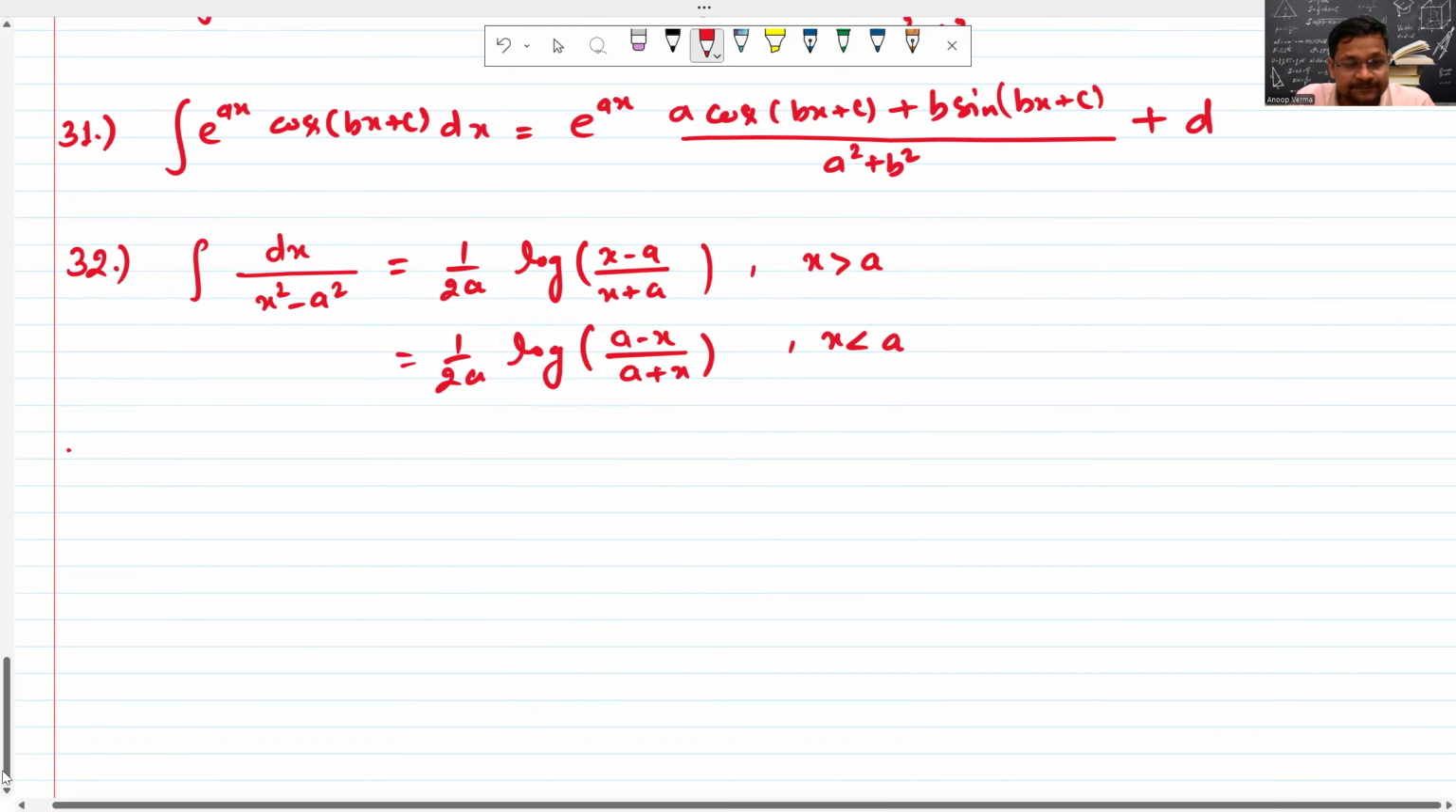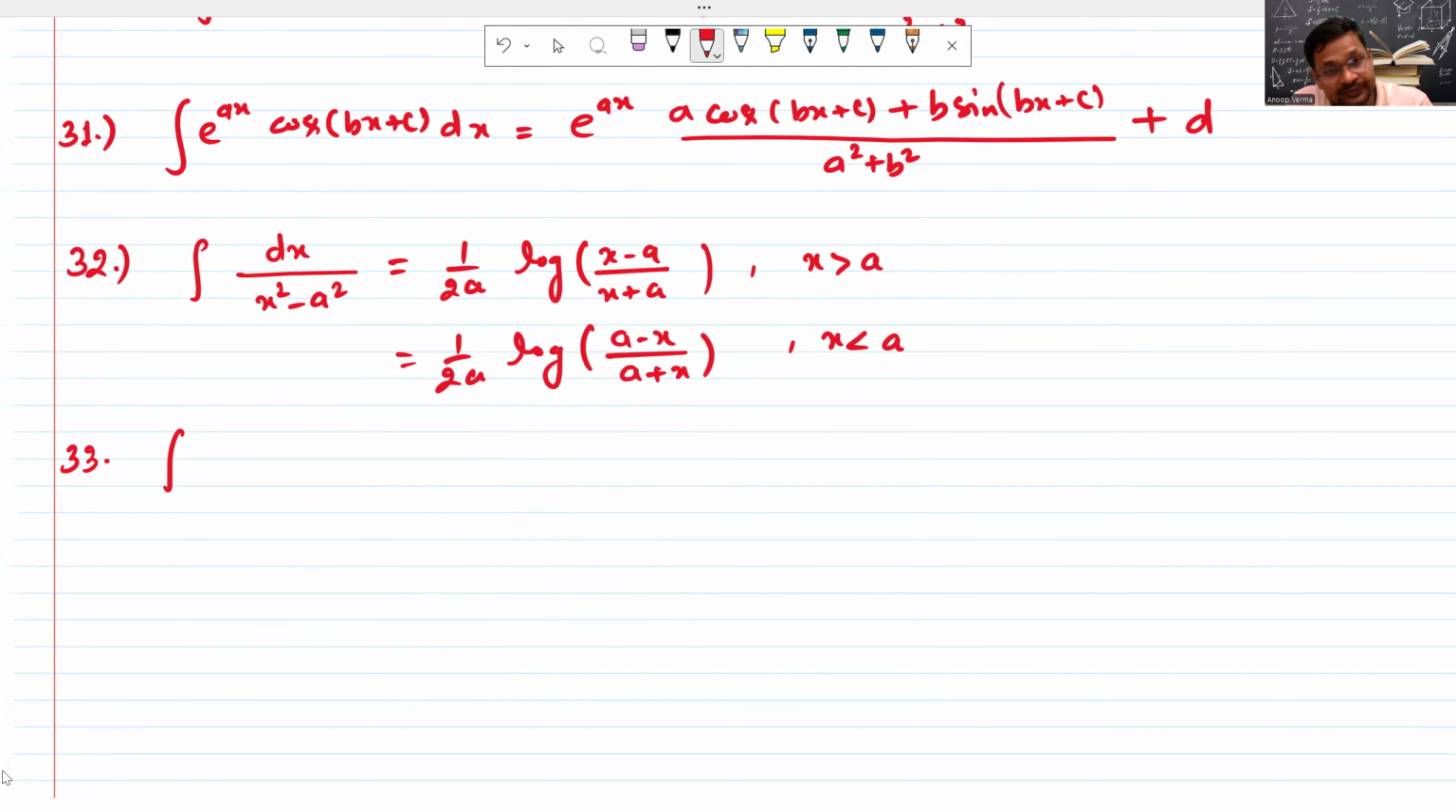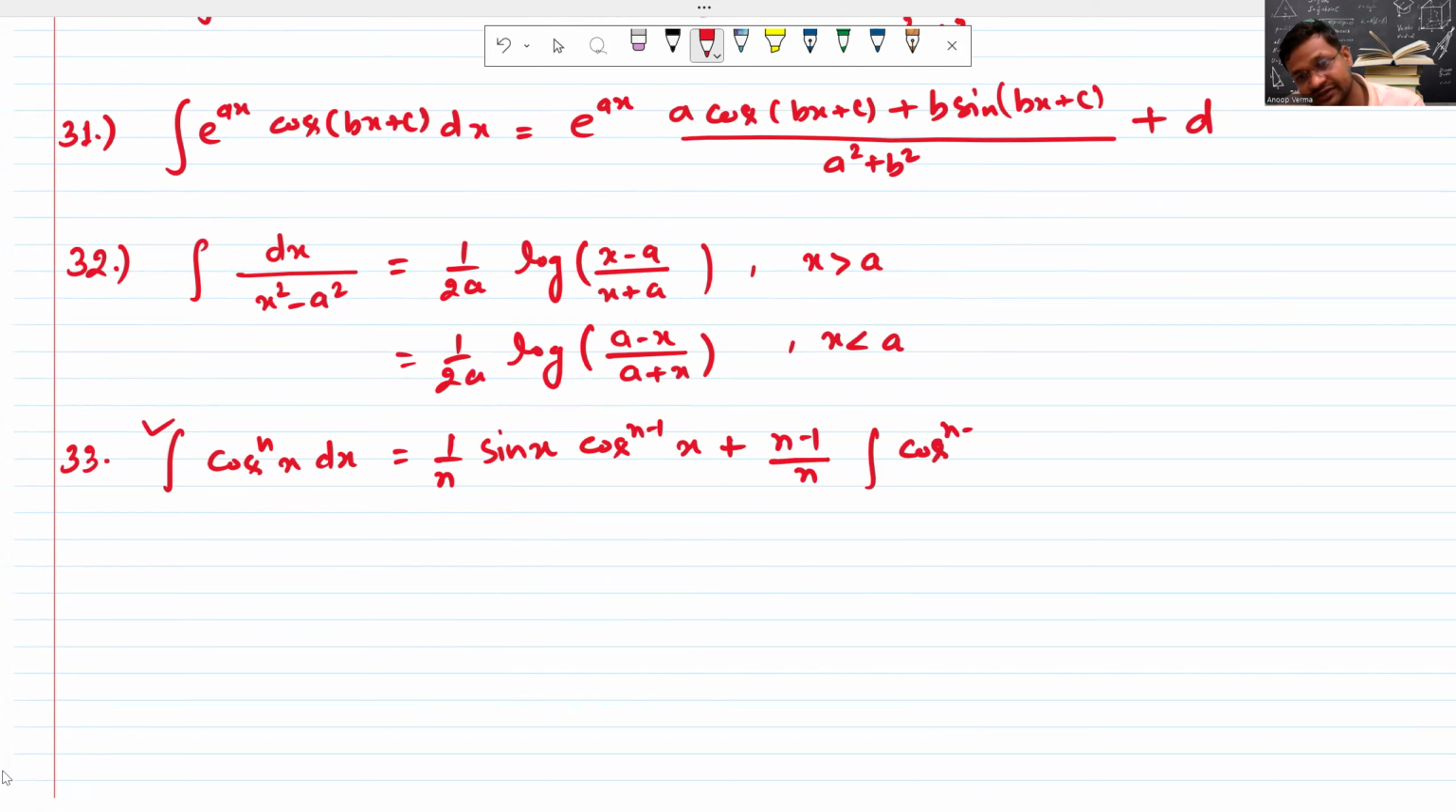So 32nd, and 33rd: the integration of cos to the power n of x dx. This is a very important formula, you just remember it. This is 1 upon n sine of x cos to power n minus 1 of x, plus n minus 1 upon n integration of cos to power n minus 2 of x dx. You can go through it and so on.